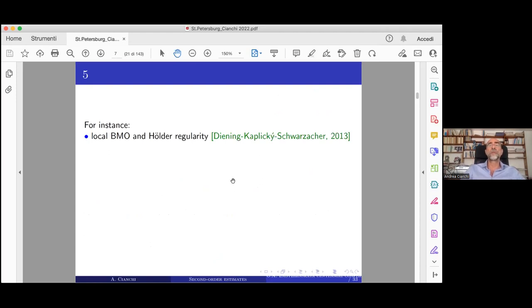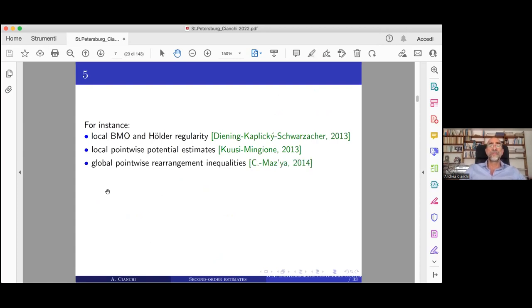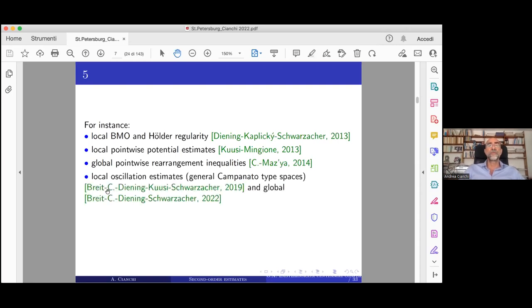Now, this is clear from some papers that I'm recalling here. For instance, this one by Diening, Kaplický, and Schwarzacher, who prove BMO and Hölder regularity properties in terms of this expression. Then there are local pointwise estimates in terms of potentials, which were proved by Kuusi and Mingione. We have some global counterparts of these results with Ladyzhenskaya and Maz'ya in terms of rearrangements. And we have some precise local oscillation estimates in the setting of Campanato type spaces in papers with Dominic Breit, Lars Diening, Sebastian Schwarzacher, and one also with Tom Kuusi, both in local and global form. There are fractional regularity results for this nonlinear expression in a paper by Avelin, Kuusi and Mingione, and Balci, Diening, and Weimar.